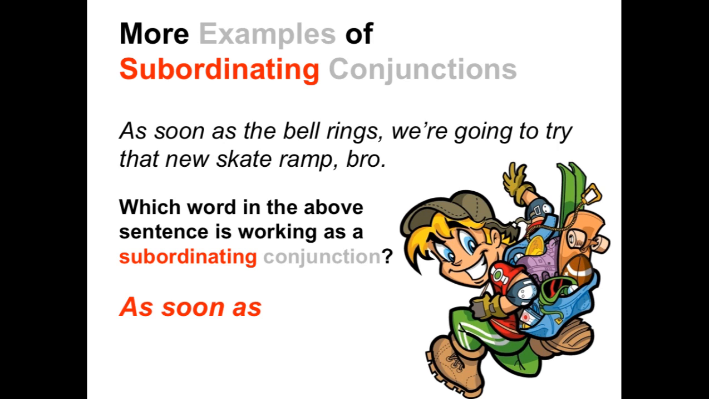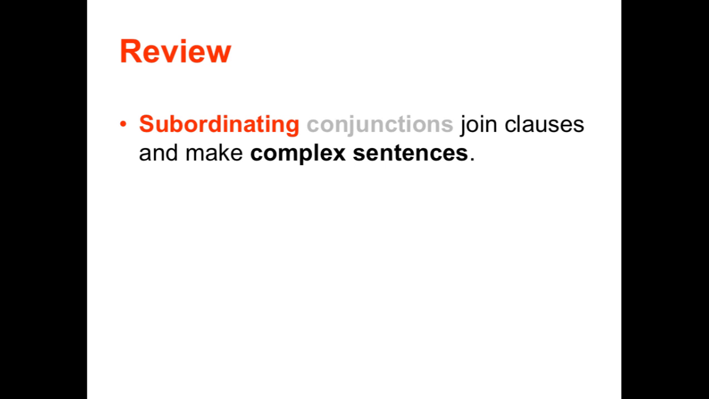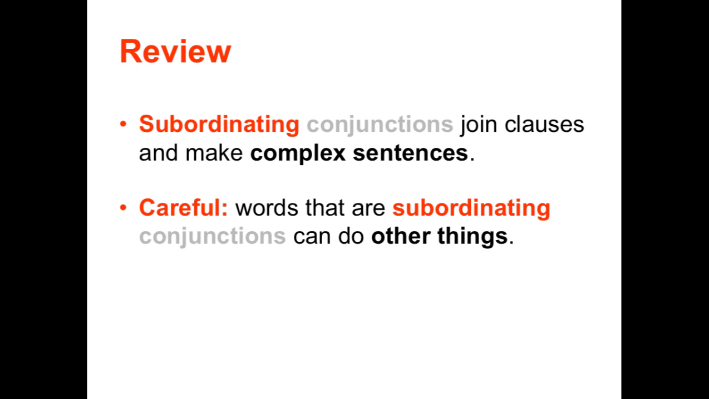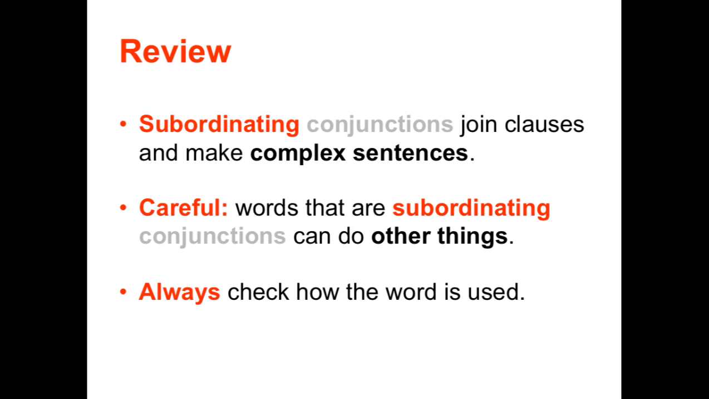In review, subordinating conjunctions join clauses and make complex sentences. You have to be careful when trying to identify subordinating conjunctions because many words that function as subordinating conjunctions also function as other parts of speech. The only way to tell is by actually looking at how the word is functioning within the sentence. If it's joining clauses and it's not one of the coordinating conjunctions for, and, nor, but, or, yet, so, then it's a subordinating conjunction.